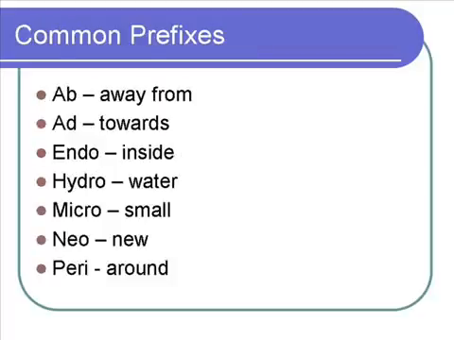Okay, we're going to start with prefixes. Prefixes, of course, occur at the beginning of a word. The first example here is ab. An example word for that might be abduction. So if a child is abducted, they're taken away or carried away from their parents, their home, whatever the case may be. Add is the next one, such as adduction, right?